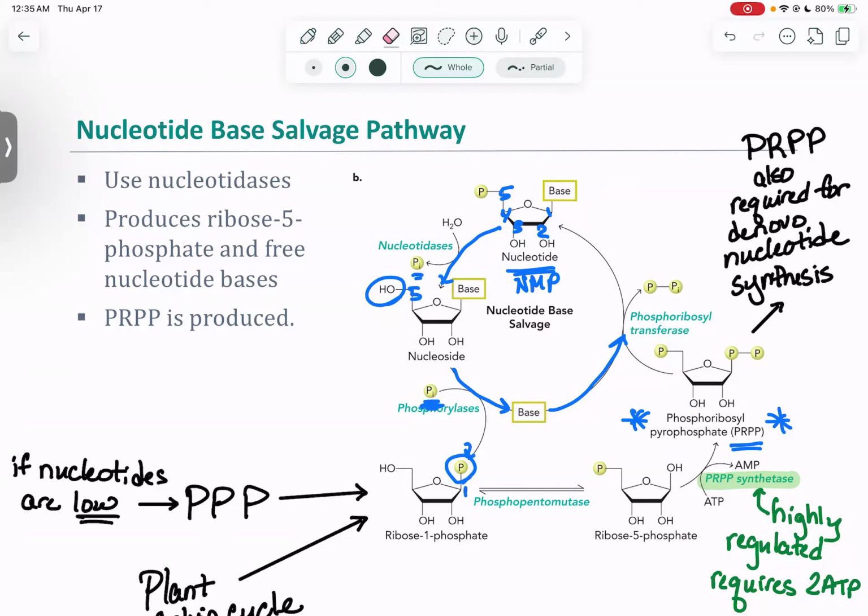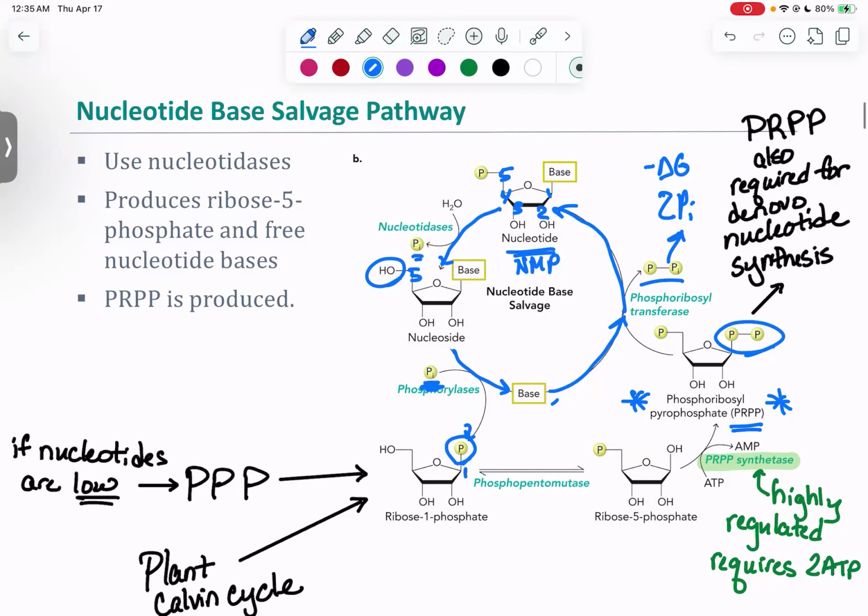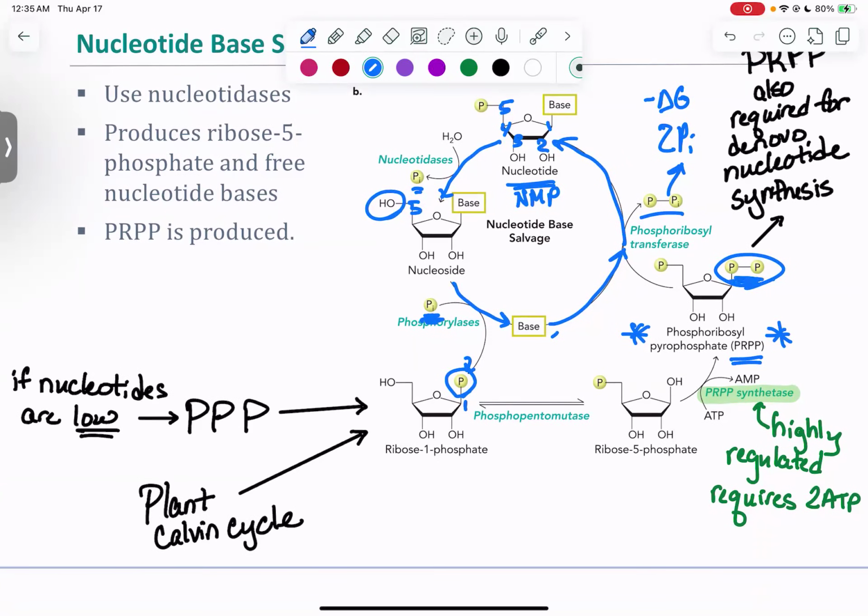So because this has a pyrophosphate attached to C1, this site on the PRPP is very high energy. And so what I can do is displace the pyrophosphate with a base and make a nucleotide monophosphate. And then my pyrophosphate gets broken down into 2 Pi, which is a negative delta G, which drives the reaction. So that's great. Okay, so what makes this sugar that has a pyrophosphate on carbon number 1, and where does that come from? So let's take a step back.